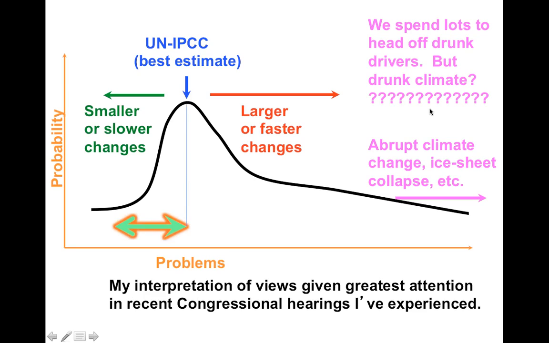We might dump an ice sheet. We might lose the Amazon rainforest. We might make it too hot to live in the tropics. We might cause a lot of bad things. And most of the uncertainty is on the bad side. Now, we spend a lot of money to head off drunk drivers. And the question might be, what are we spending to head off drunk climate?